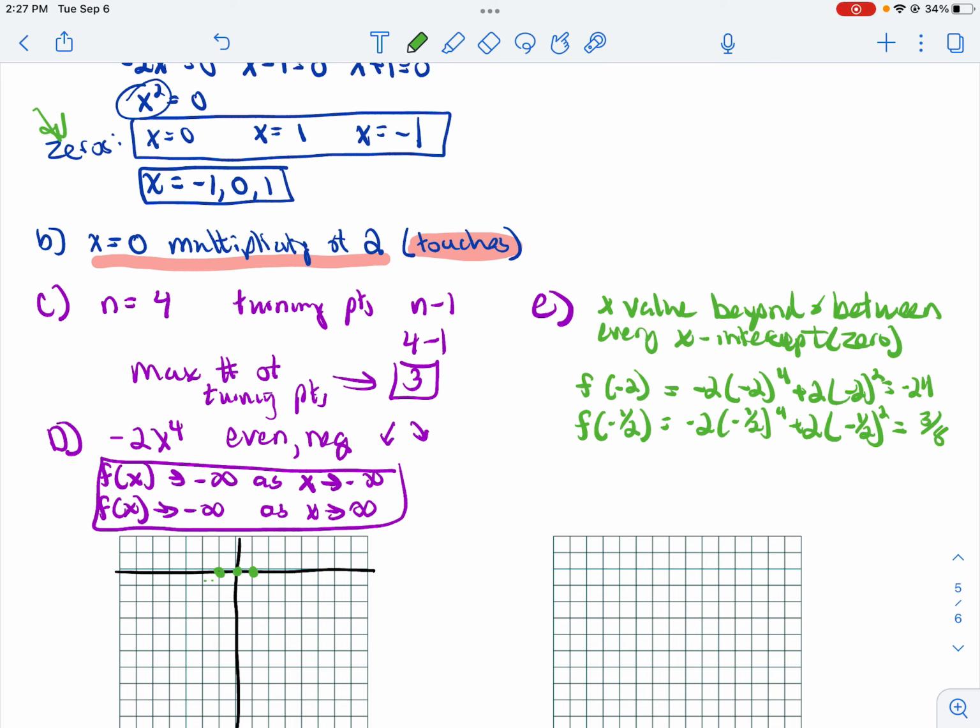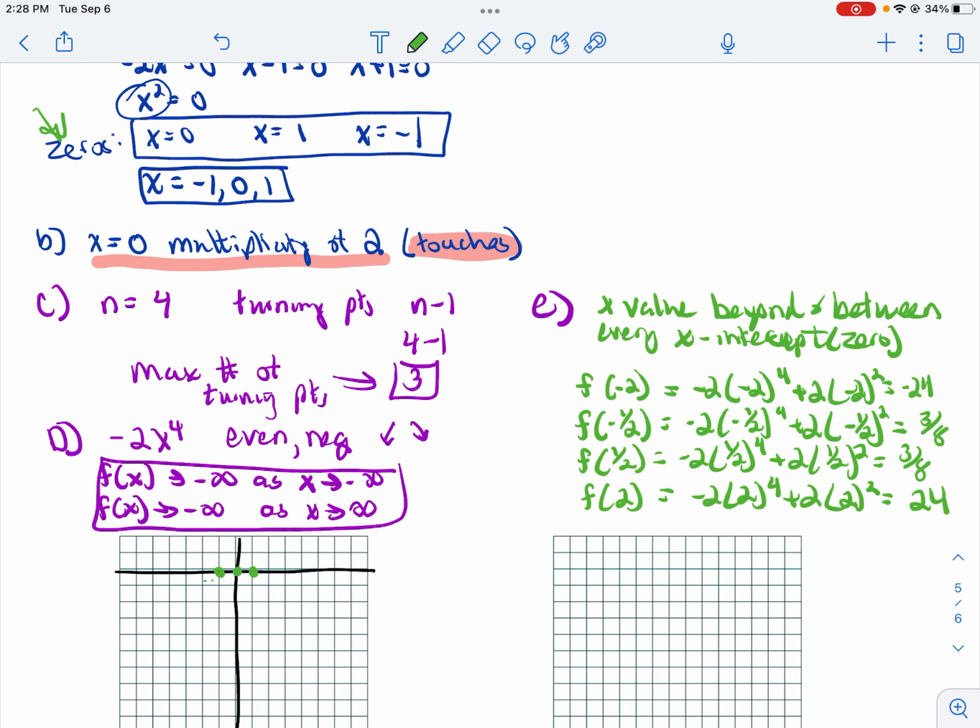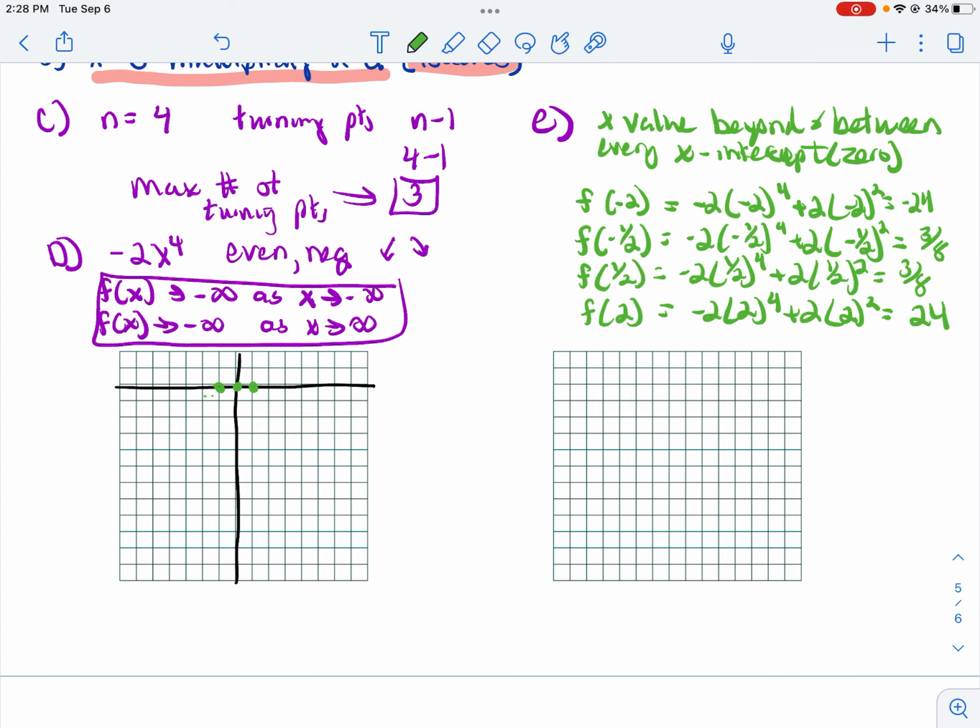And then something between 0 and 1. So I'm going to choose positive 1/2, and also got 3/8. And something beyond 1. So I'm going to choose 2 for simplicity. You can choose any number greater than 1. And you get negative 24. And now I have 4 points here.